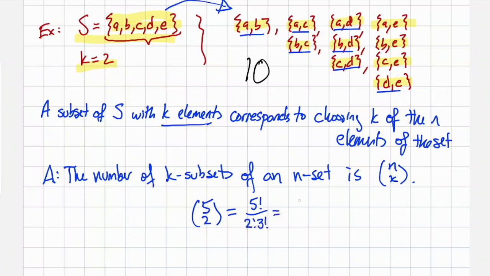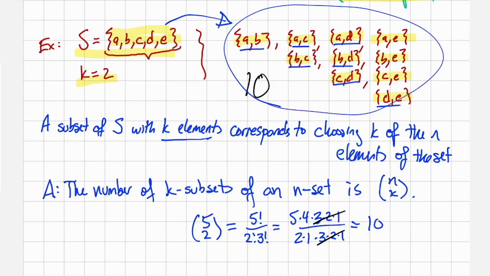which is equal to 5 times 4 times 3 times 2 times 1 over 2 times 1 times 3 times 2 times 1. The 3 times 2 times 1 divides out to 1, and we're left with 10. So we're getting the answer that we expect. The number of subsets of size 2 of a set of size 5 is going to be equal to 10.